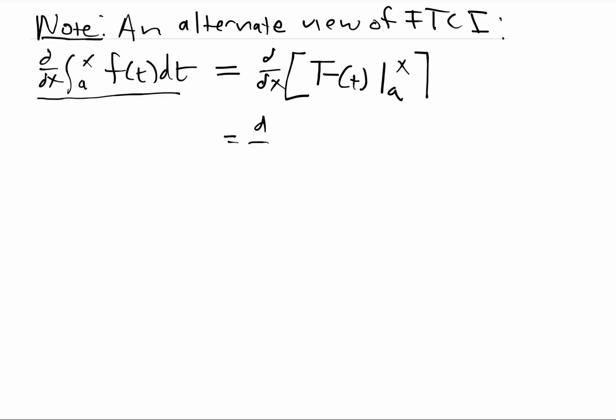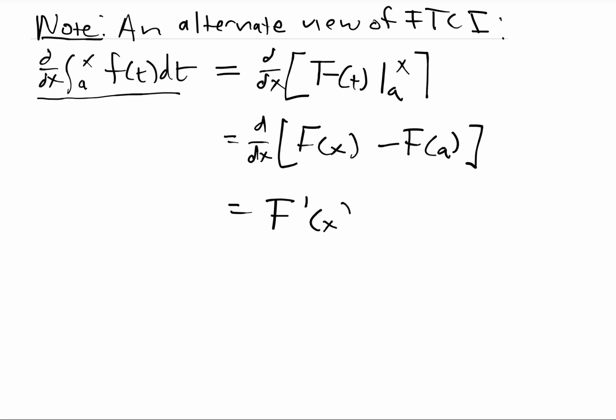At this point, I can go ahead and plug stuff in. We always substitute in the top bound first, and then you subtract off what happens when you substitute in the bottom bound. And at this point, we can go ahead and take a derivative. Now, your derivative of capital F, I'll just go ahead and write as capital F prime.